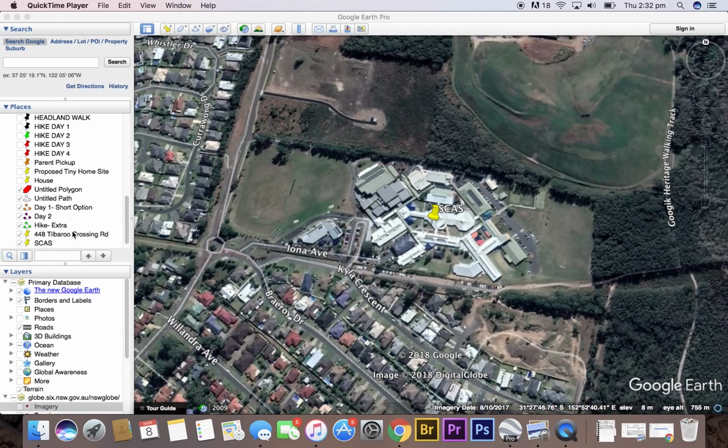So in this video, like I said, we'll look at the basic physical characteristics, so the landscape, the topography, and you need to be starting to think about how those characteristics may shape the risk factors of this area and the types of natural hazards that may face this area. So let's take a journey to 448 Tilbury Crossing Road.